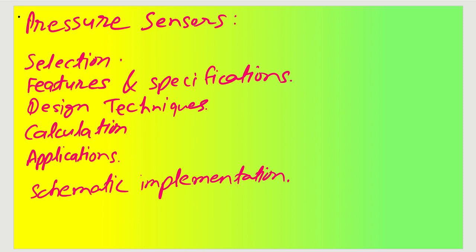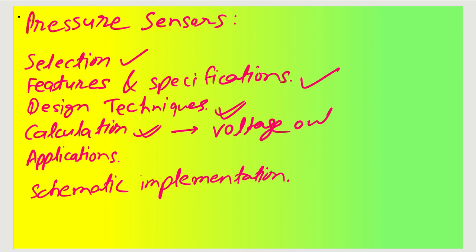What is the selection criteria, like how we can select a particular pressure sensor, and what are their features and specifications. There are some design techniques that we will follow while designing the schematic, how we can calculate the pressure and the corresponding voltage outputs. Based on the voltages, we will be able to find the corresponding pressures. And what are their particular applications, like where we are going to utilize pressure sensors. Based on that, we can identify which pressure sensor is most suitable.